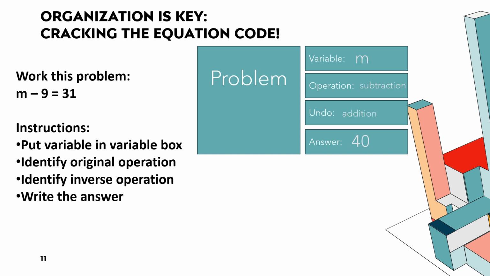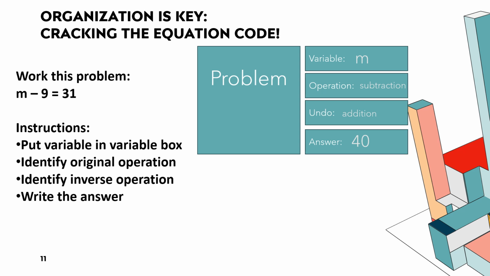Let's break down this equation. Think about the variable. We are solving for m, so that goes in the variable box. Next, identify the operation. Since subtraction is used, we put subtraction in the operation box. Now, we must undo the operation. To isolate m, we must undo subtraction. Since the opposite of subtraction is addition, we add.